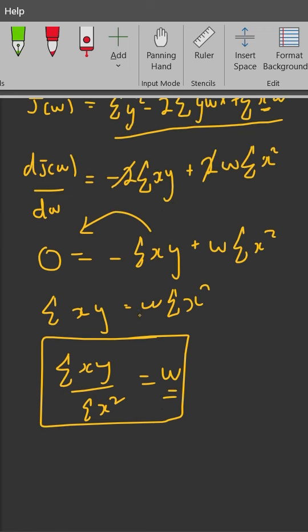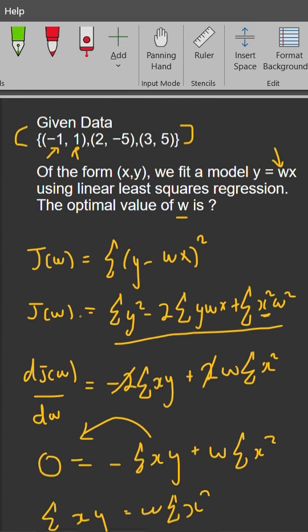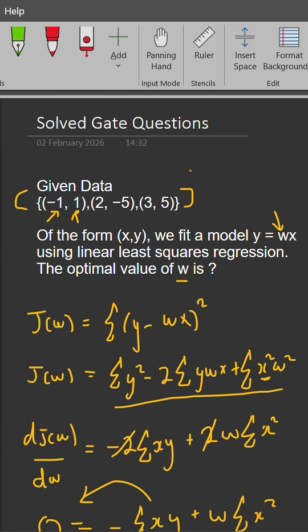So using this formula, let's find what the answer is. The summation of x y would be 1 into minus 1, so minus 1, plus 2 fives are 10, so minus 10, and plus 15, divided by summation of x squared. So minus 1 squared is just 1, plus 4, plus 9. So the upper part is 4 upon 14, or you can say 2 by 7. So 2 by 7 is the optimal value for w in this case.